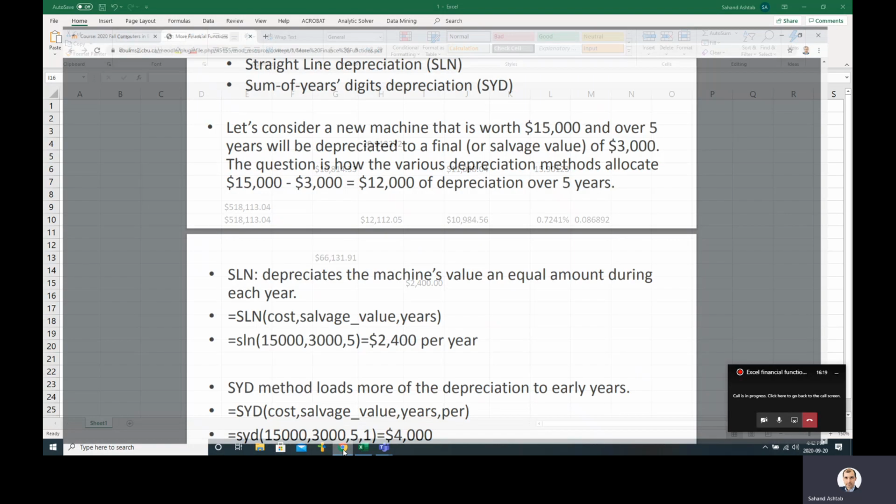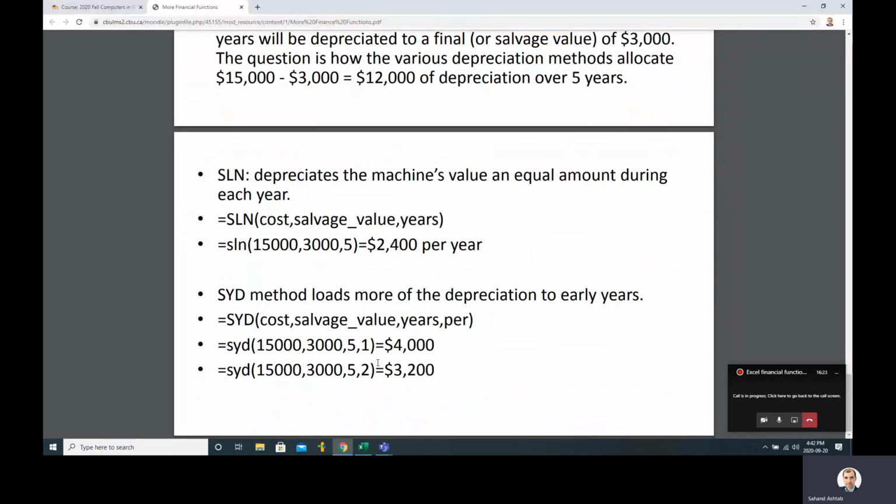Now let's try the other formula, which is SYD. We said that it depreciates more in the beginning years than later years. As time goes on, it still depreciates, but depreciates less than it did the year before. So you're going to have a different depreciation value for each year.